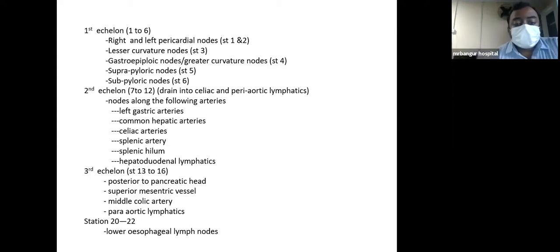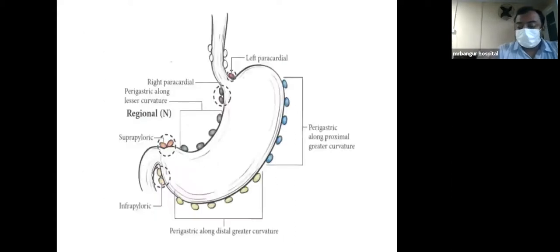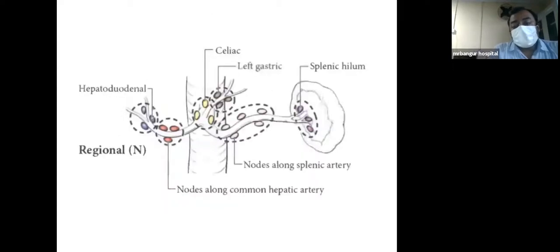and etc. Third echelon, where the station 13 to 16 falls, posterior to pancreatic head, superior mesenteric vessels, middle colic artery, para-aortic lymphatics, all these fall together in that group. Also comes the station 20 to 22 also. These images depict the stations and clearly give us the idea.